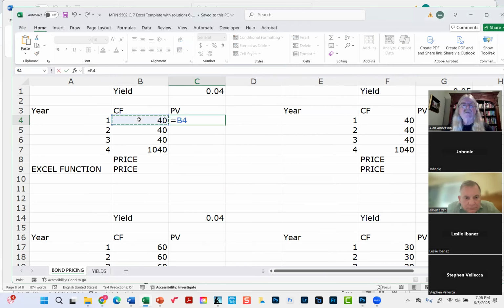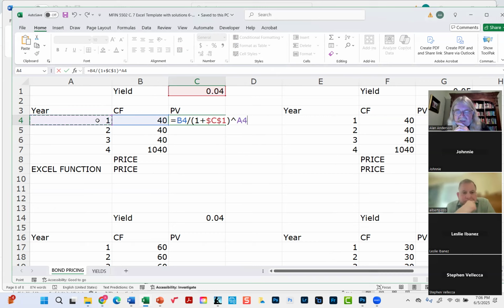Equals cash flow divided by 1 plus the yield. The yield is on top in cell C1, but I'm going to do something special here. I'm going to put dollar signs there to indicate I do not want that reference to ever change. It's a constant. I want to leave it there. So I'm going to call it with dollar sign C1, the exponent will be the year in which I received the cash flow.